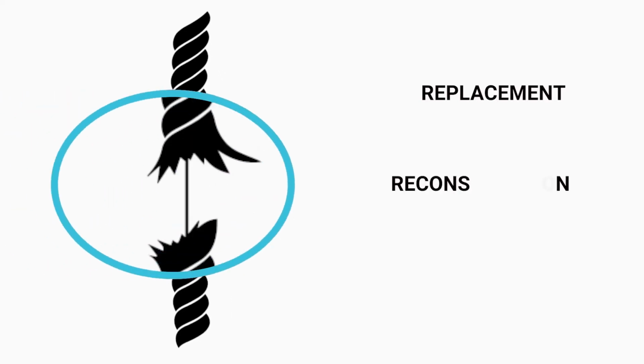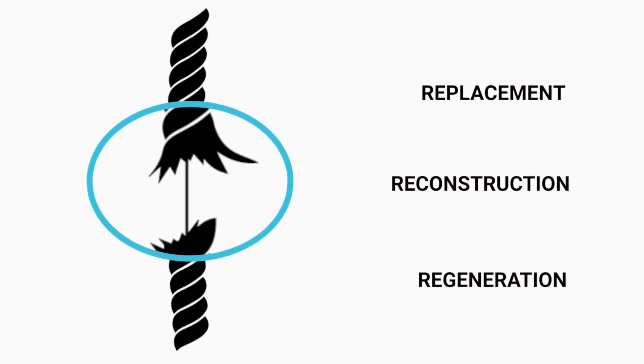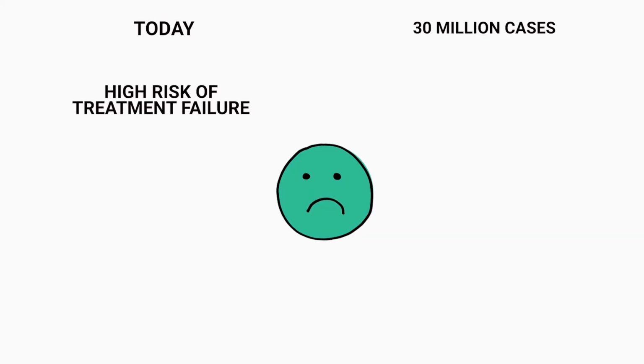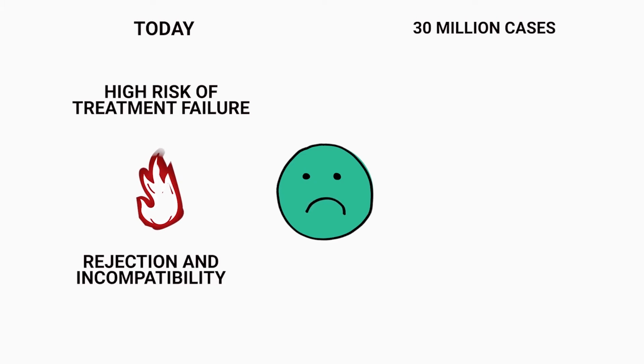Scaffolds are a promising solution for the replacement, reconstruction, or regeneration of tendons and ligaments following tears and other injuries. Every year, there are approximately 30 million cases of tendon and ligament injuries. Current technologies to treat them have various limitations, including the high risk of rejection and mechanical mismatch between the rigid implanted devices and the biological tissue structures.